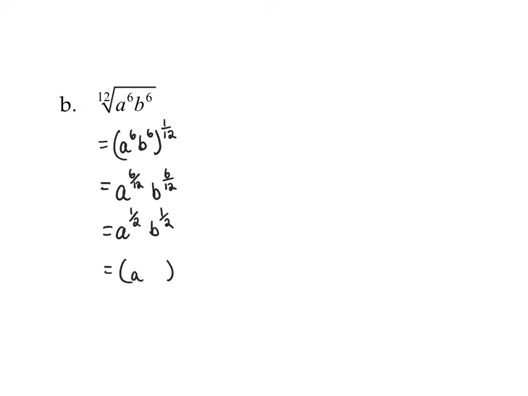Now that's the same thing as a times b, both to the 1/2, so using that product to power rule in reverse, and that just means the square root of ab. So notice we started in radical form, we transitioned to exponents, we did some exponent rules, we did some simplifying, but then we went back to the radical.